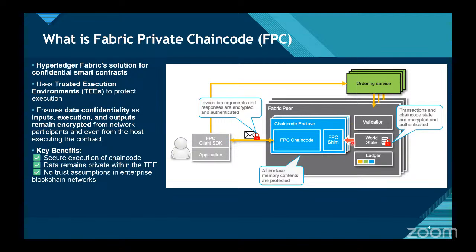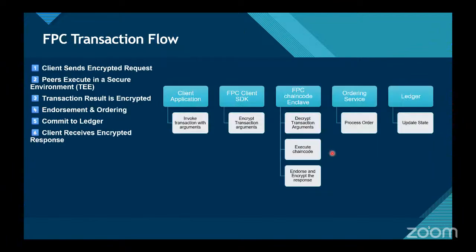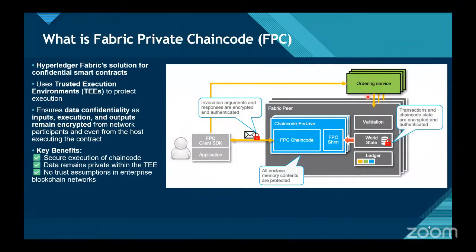Okay, so this blue block is decrypting all the arguments before using them, and then starts executing the chain code itself, and then endorses it when the output is verified, and encrypts the response and sends it back to the ordering service. So the ordering service is like a central place of execution where all peers are verifying that they have executed the chain code itself, and they are verifying the results, etc.